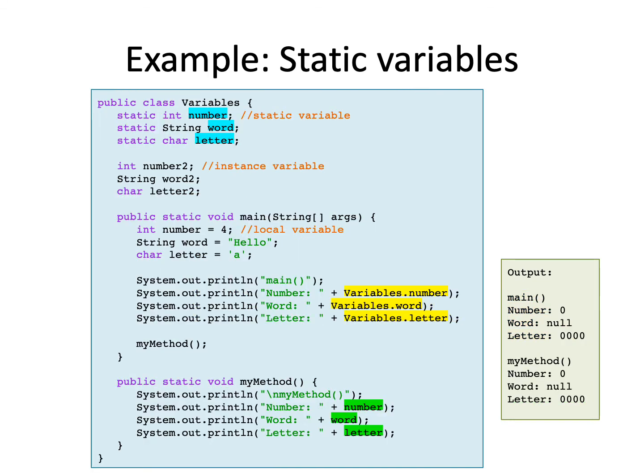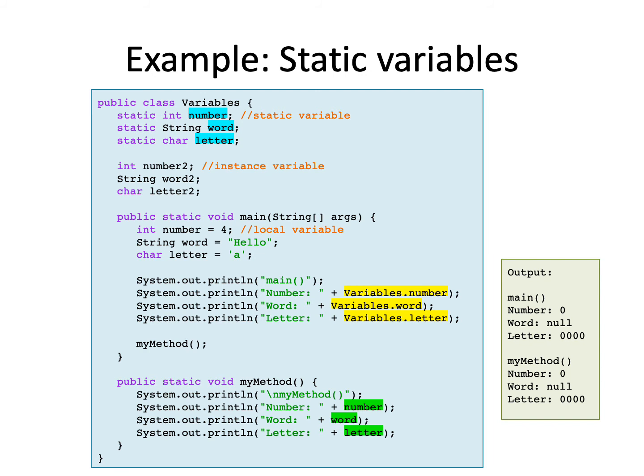What should we do if we want to refer to the static variables within the main method when we also have the local variables? We can refer to the static variables by writing the class name dot static variable name. For example, as highlighted in yellow here, variables.number, variables.word, and variables.letter, because our class here is called variables.